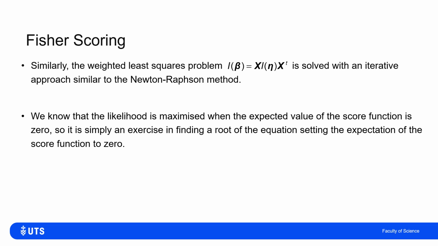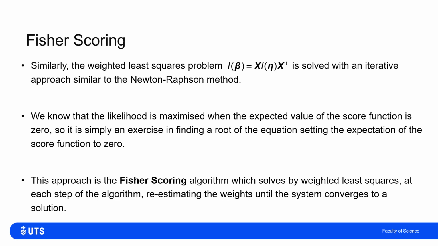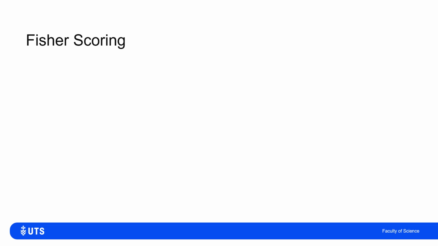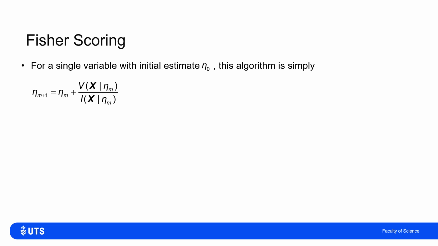So I maximize the likelihood by finding when the expected value of the score function is 0. So I'm basically finding a root, a bit like the Newton-Raphson, finding a root of when some function is 0. All I need to do is keep going around this with new estimated weights, a bit like finding a new estimated gradient for my Newton-Raphson, and keep going until I'm converging on a value. So you can see these look a lot like the Newton-Raphson ones.